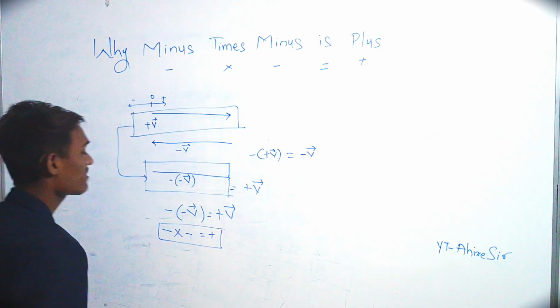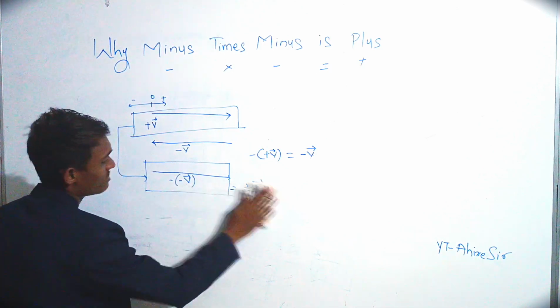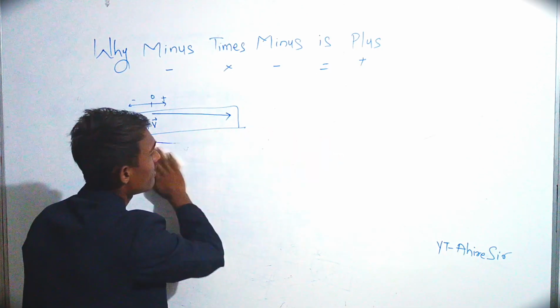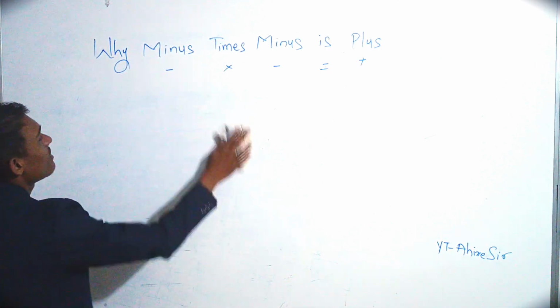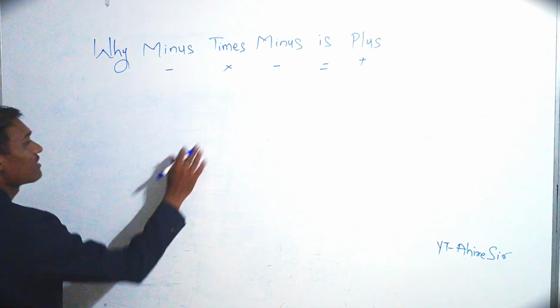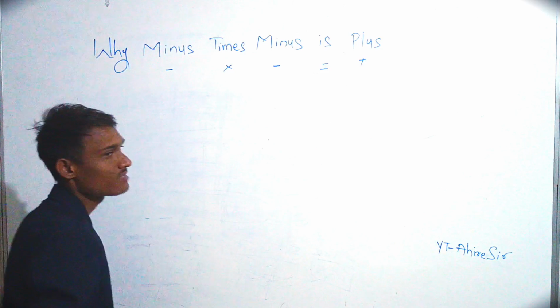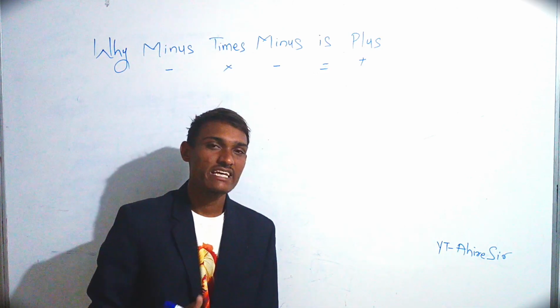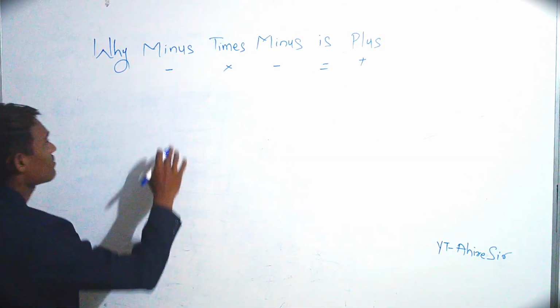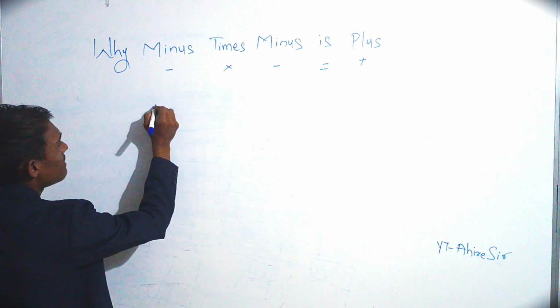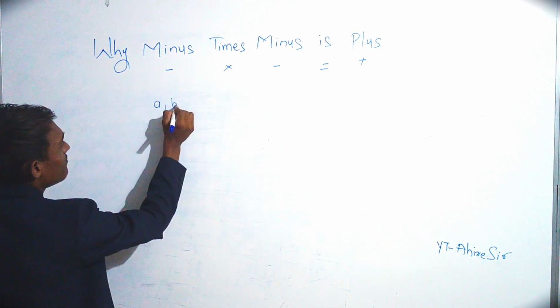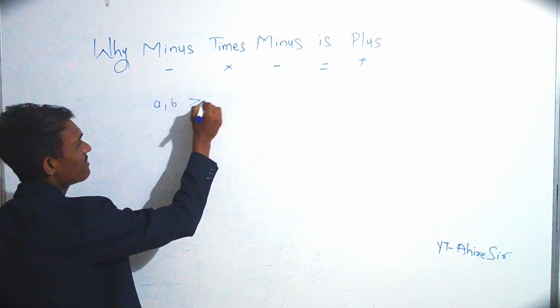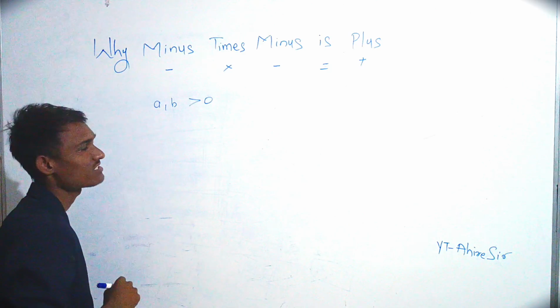Another proof we have is with the help of arithmetic logic. What happens? Simply we have to take numbers, let's say a and b, which are greater than 0.